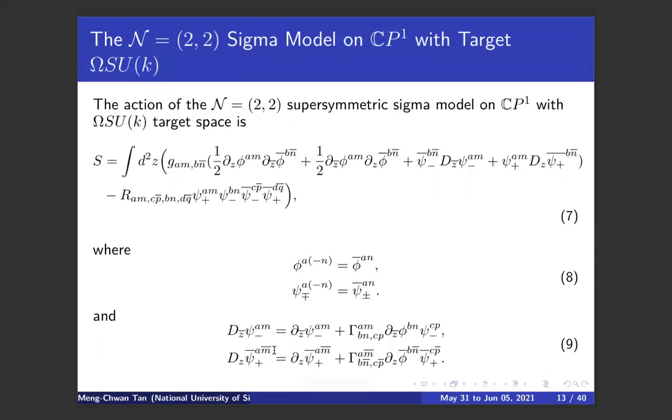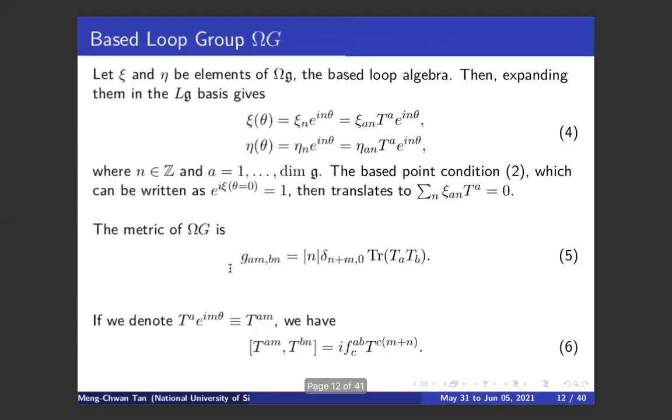Okay, so let's talk about the sigma model now. The action of the N=2 supersymmetric sigma model CP1 with ΩSU(K) loop group is this. It's pretty much the same as the usual sigma model that we have, just that the indices now, instead of i and j̄, take this form. There are two indices now.